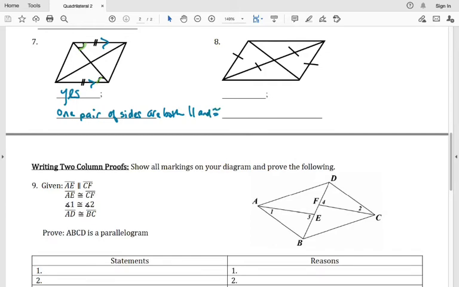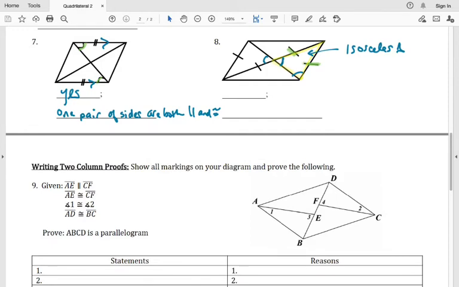All right, on number 8, this one's a bit tricky. So if you'll notice right here, this is congruent to this. Well, that's on a triangle. This is a triangle. So that makes this an isosceles triangle. And we know that if you have an isosceles triangle, then the base angles are going to be congruent. So this angle will be congruent to this angle. You also know that vertical angles are congruent to each other. So this angle will also be congruent to this angle.